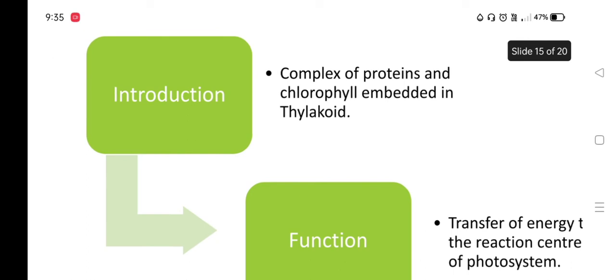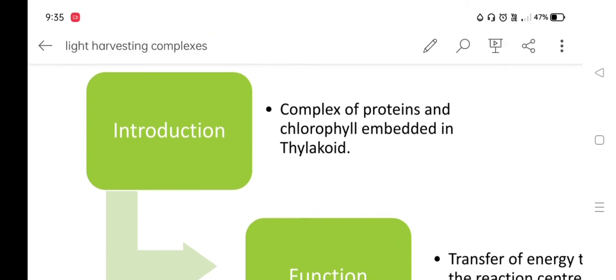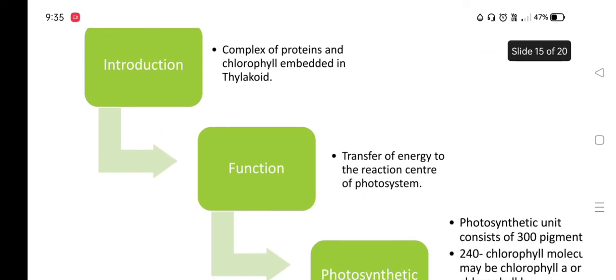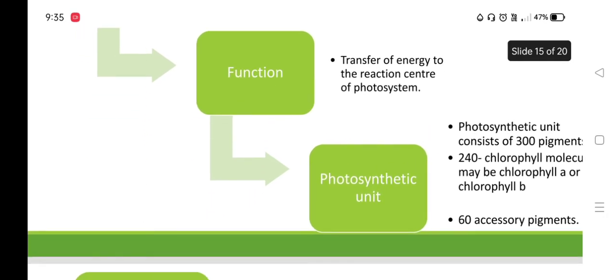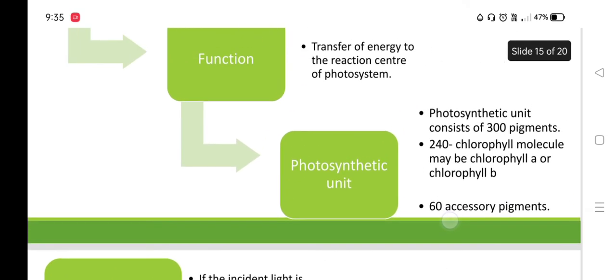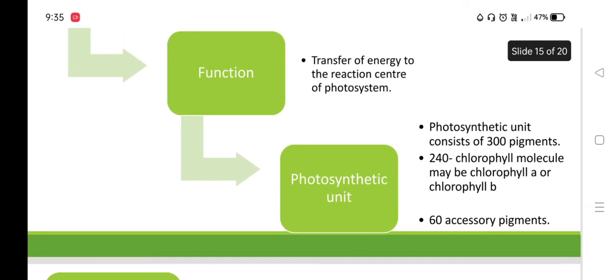Now I am going to summarize all these things for better understanding. Up to now we have seen the introduction, that is what is LHC. These are complexes of proteins and chlorophyll embedded in the thylakoid. Then what is the function of this LHC? It functions in transfer of energy to the reaction center of the photosystem. I think that up to now it is clear what the LHC is and what its function is.